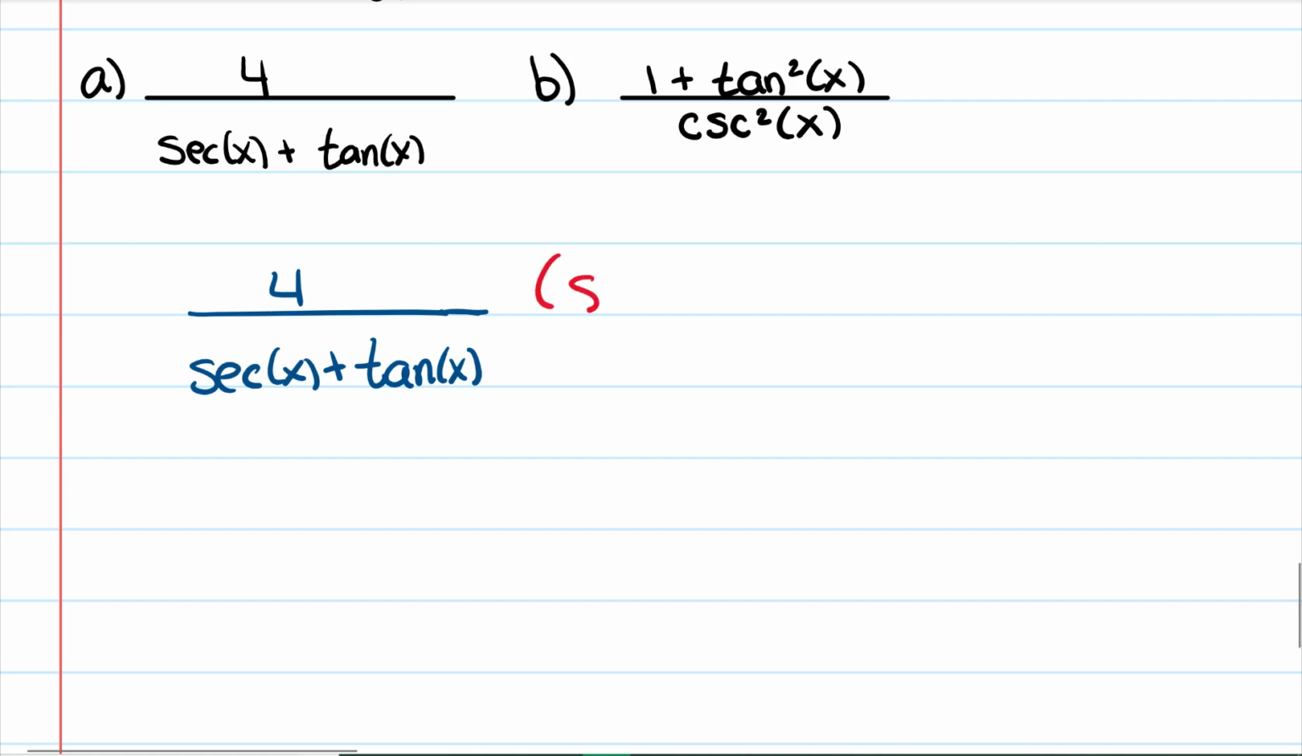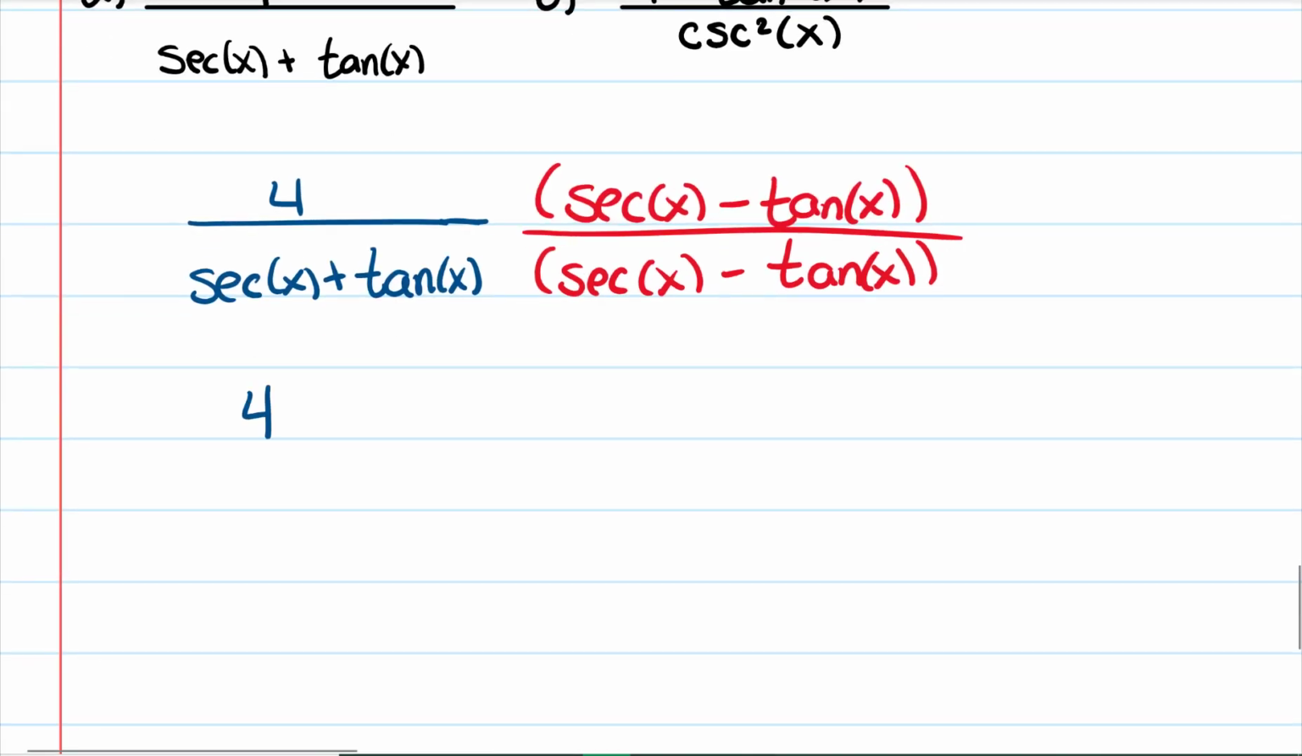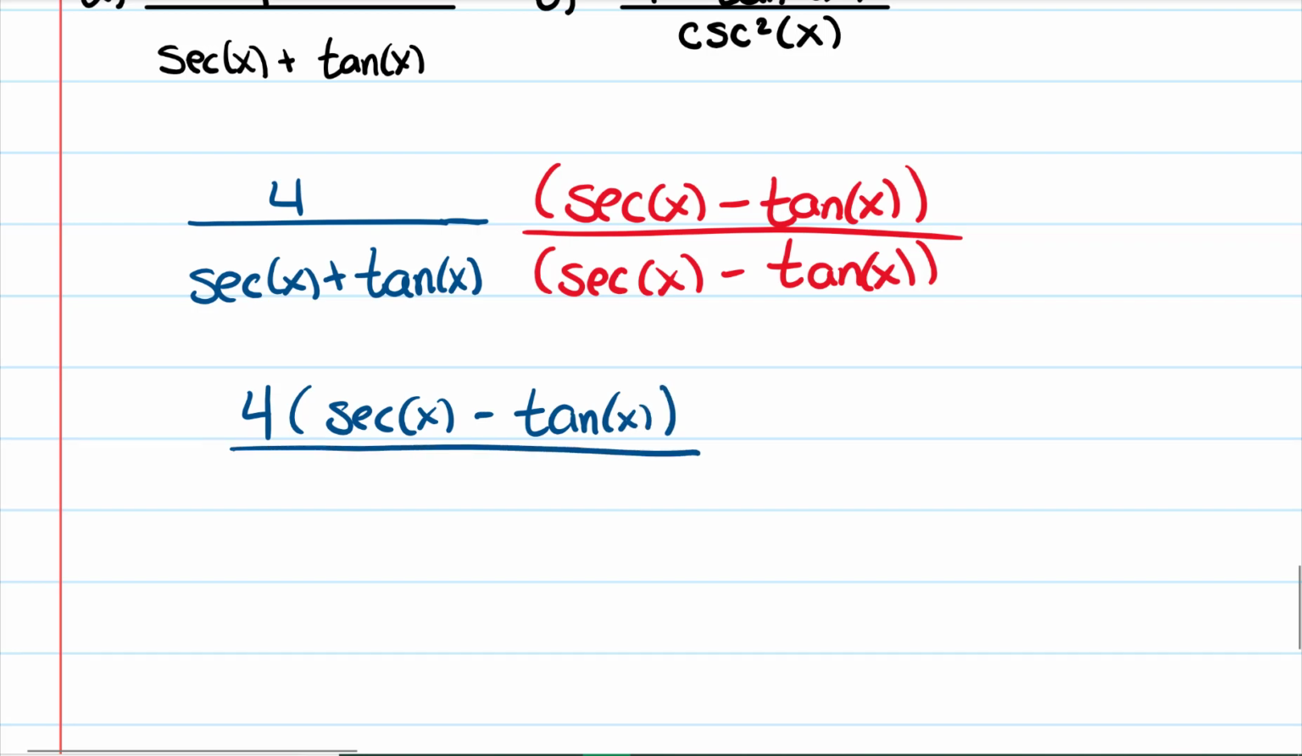So I'm going to multiply by the conjugate. So I get secant of x minus tangent of x divided by secant of x minus tangent of x. So I'm not going to multiply the numerator out quite yet. I don't think that I'm going to need to. So this is secant of x minus tangent of x, all divided by, now with the conjugate, you do the first term squared. So secant squared minus the second term squared, tangent squared.